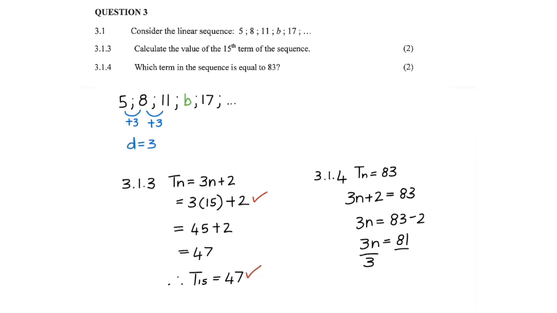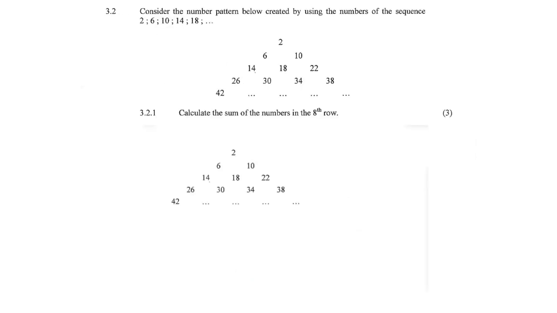Now we want to isolate for n, so we divide by 3. Whatever we do on the one side, we have to do on the other side as well. 81 divided by 3 equals 27. So n is equal to 27. So that means the 27th term is equal to 83. You will get 1 mark for setting Tn equal to 83 and you will get 1 mark for correctly solving n equals 27. We are still busy with the November 2017 Department of Education past paper.